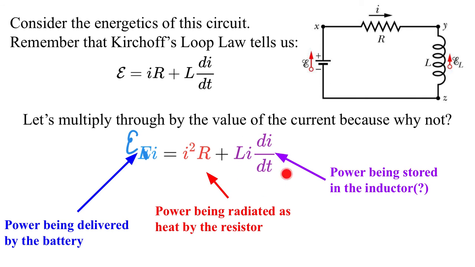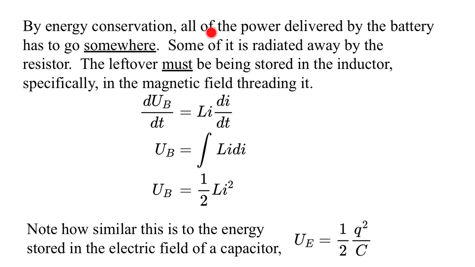So then we're left with this term, and I'm going to hypothesize for the moment that this is power that's being stored in the inductor or something. There's power going into the inductor. By energy conservation, all the power delivered by the battery has to go somewhere. Some of it is radiated away by the resistor. The leftover must be being stored in the inductor, specifically in the magnetic field that's threading through it.